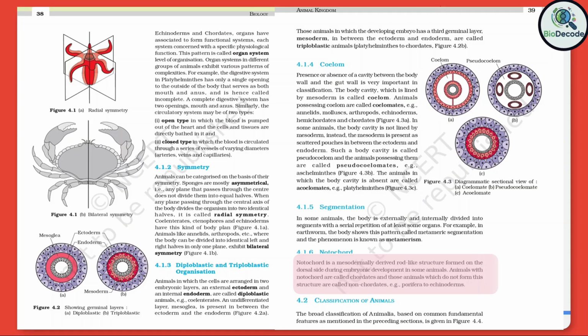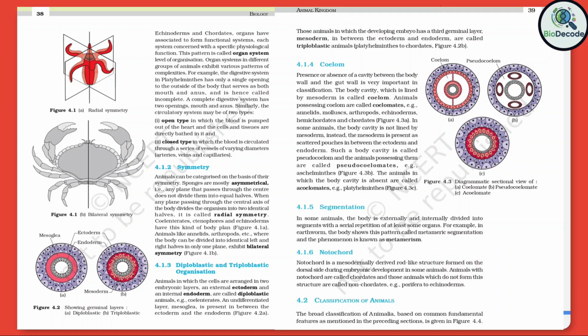Notochord. Notochord is a mesodermally derived rod-like structure formed on the dorsal side during embryonic development in some animals. Animals with notochord are called chordates, and those animals which do not form this structure are called non-chordates. For example, Porifera to echinoderms.